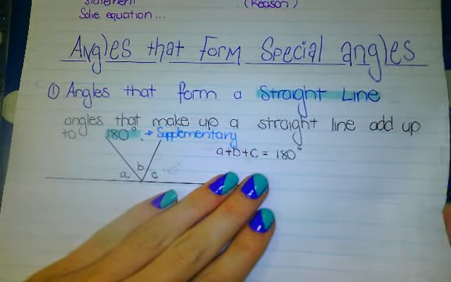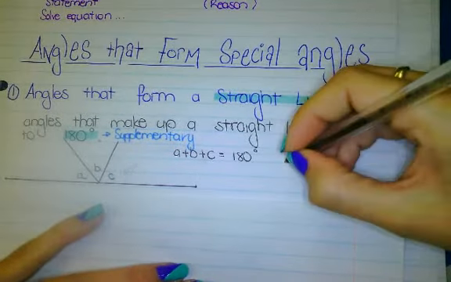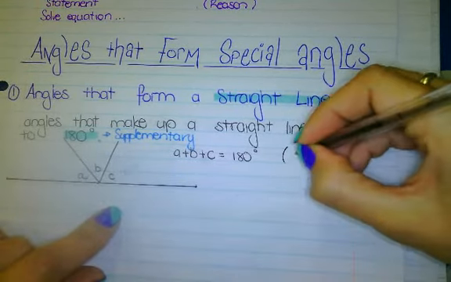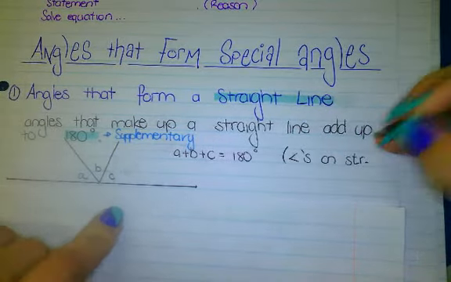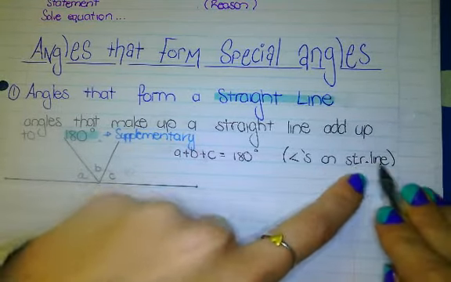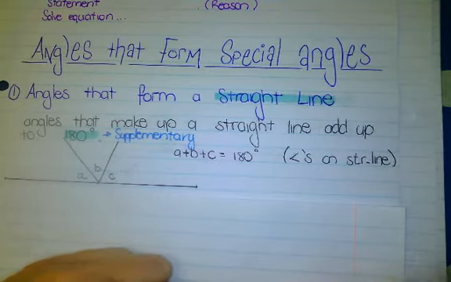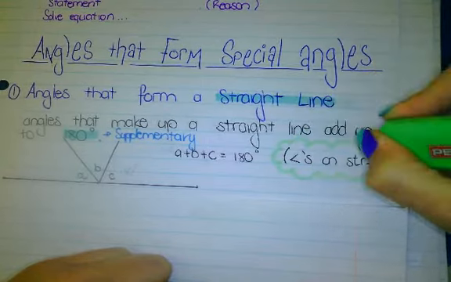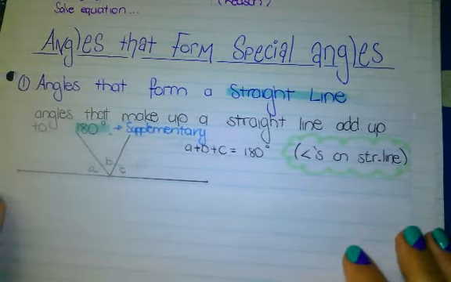And now our reason, very important. You know all your reasons off by heart. Our reason, if we ever use the fact that we know that angles on a straight line add up to 180, is angles on straight line. Nice and abbreviated like that. You don't write out the whole sentence. It's just angles on line. And you need to learn this reason off by heart. You need to know it. Very important.